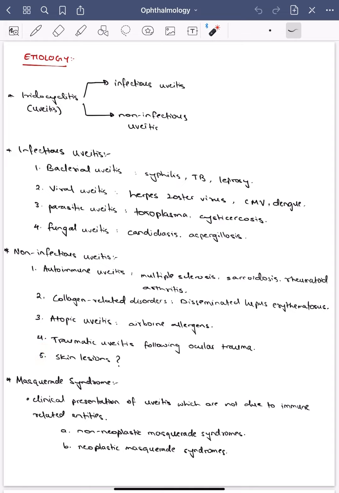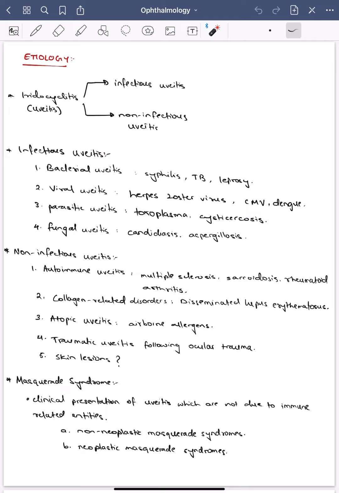So remember, we have infectious uveitis and non-infectious uveitis. In infectious uveitis, we discussed bacterial, viral, parasitic, and fungal uveitis. And in non-infectious uveitis, we discussed autoimmune uveitis, then uveitis seen in collagen-related disorders like disseminated lupus erythematosus. Third is atopic uveitis due to airborne allergens, traumatic uveitis following ocular trauma, and finally uveitis associated with skin lesions like psoriasis.